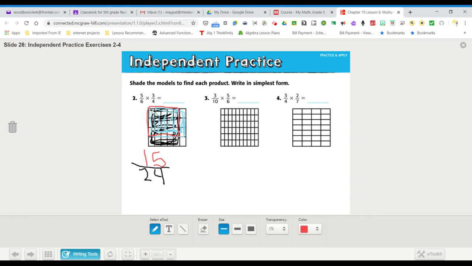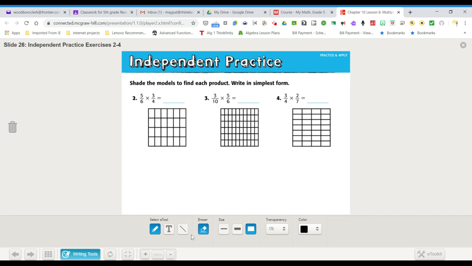This is how you model it. These are the 15 out of 24 squares right here that have 2 colors that were shaded in them. So that is how you model that. So your answer here is 15/24. I'm going to click off of this and erase my stuff and just show you how the book has it.